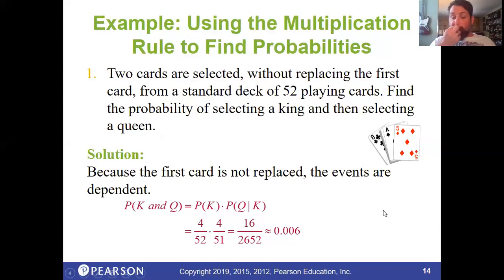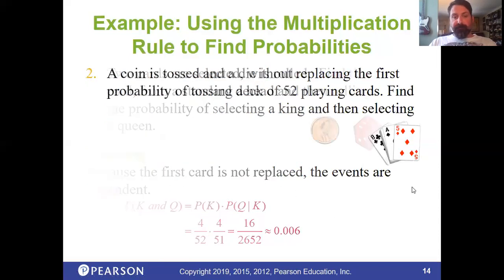And the next section will realize that that's an or situation. You get a king, then a queen, or a queen, then a king. And we're going to realize in that section that we're going to add them. So kind of in a nutshell, and is multiplication, and or is going to refer to addition.